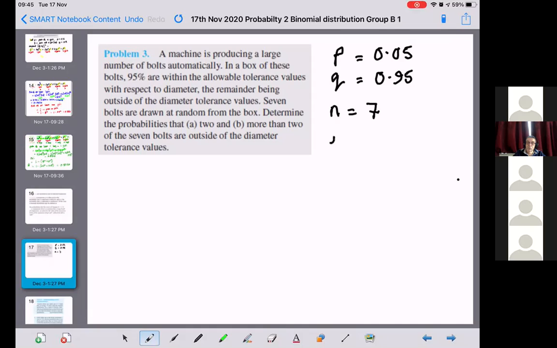So we need to expand what expression? Q plus P to the power what? 7. Yeah. All right. So we need an expansion for Q plus P to the 7. How would we like to get that? Formula or Pascal's triangle?